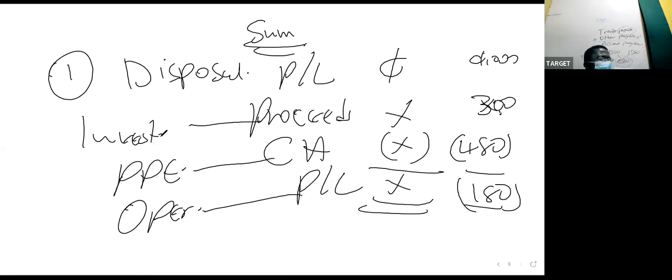Proceeds go to investing activity as inflow because we have sold what? A PPE. We sold assets. And it's an investing activity.